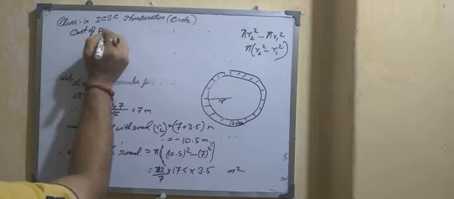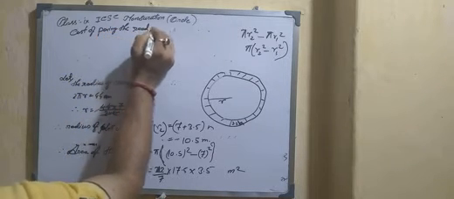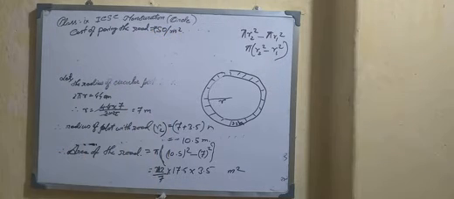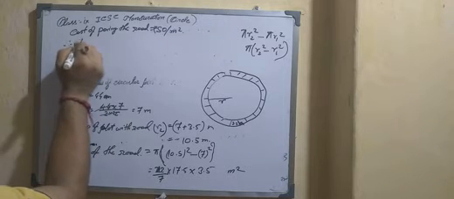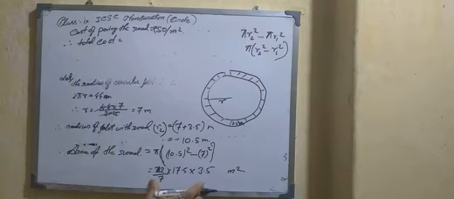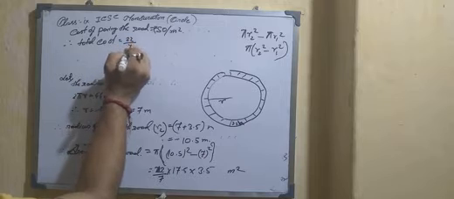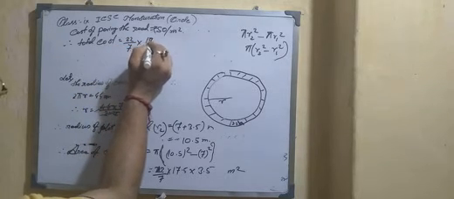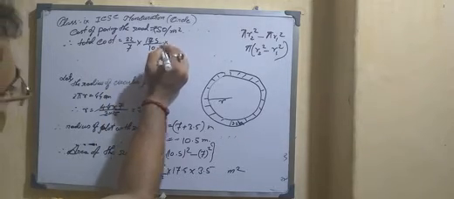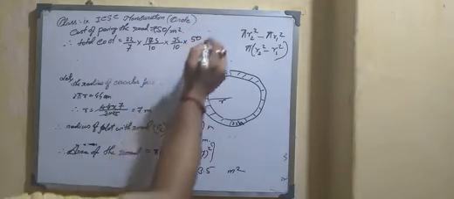Cost of paving the road equal to rupees 50 per meter square. Therefore the total cost, just multiply, that means 22 upon 7, 17.5, that means we can write 175 upon 10 into 35 upon 10 into 50.